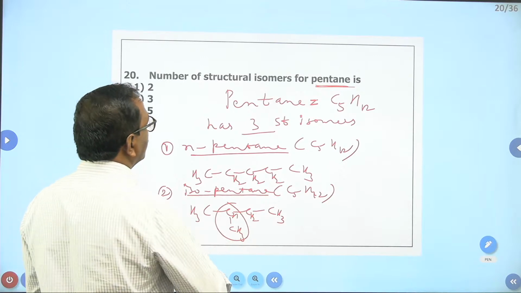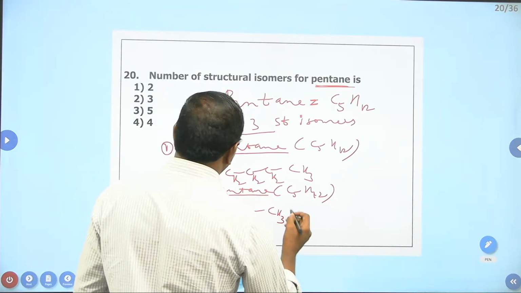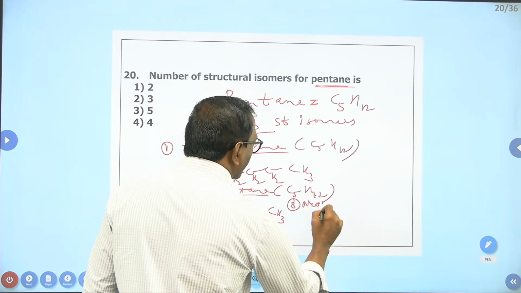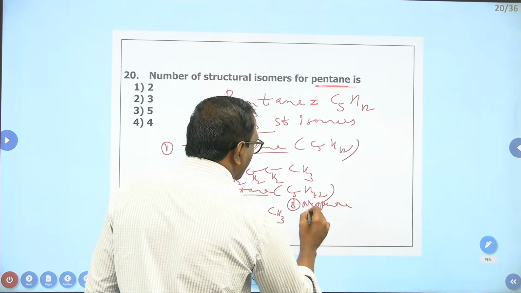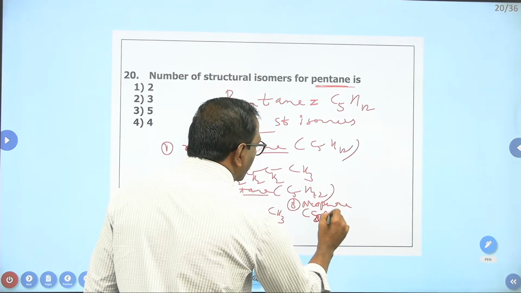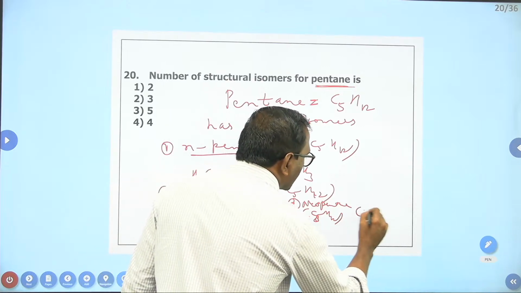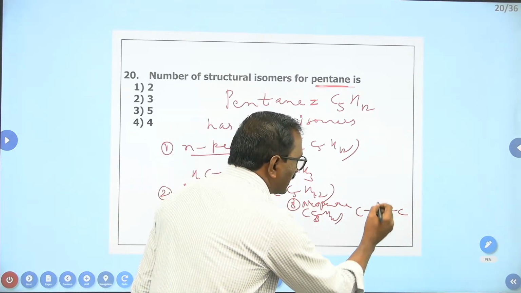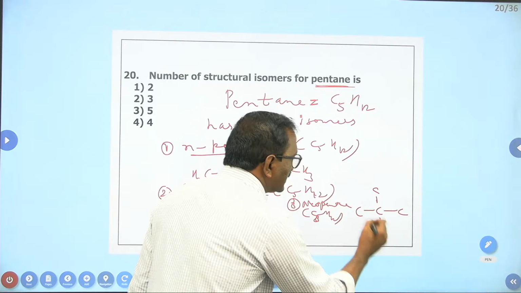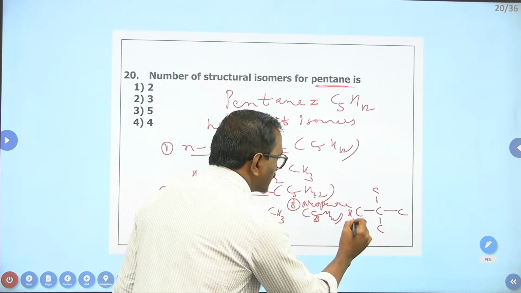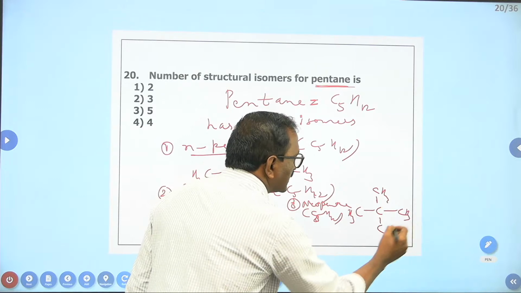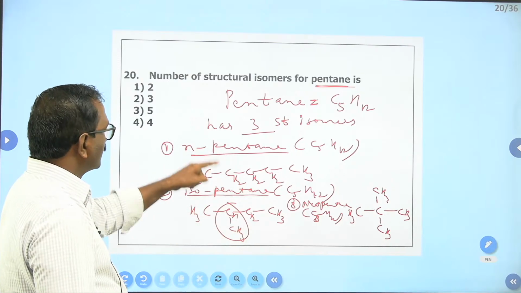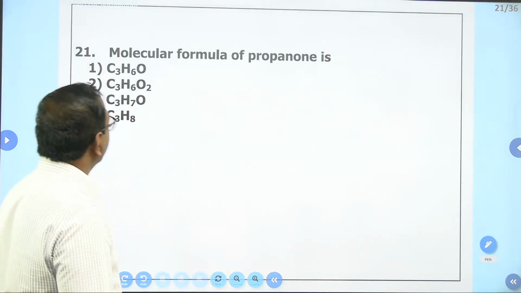And the next one, the third one, is neo. We call it neopentane. Molecular formula C5H12. In this case, you have to arrange 3 carbon atoms in a straight line. Other than the first and last, the center carbon has 2 branches. This condition we call neo. Now this becomes CH3, CH3, CH3, CH3. See now here, 2 or more compounds having the same molecular formula.